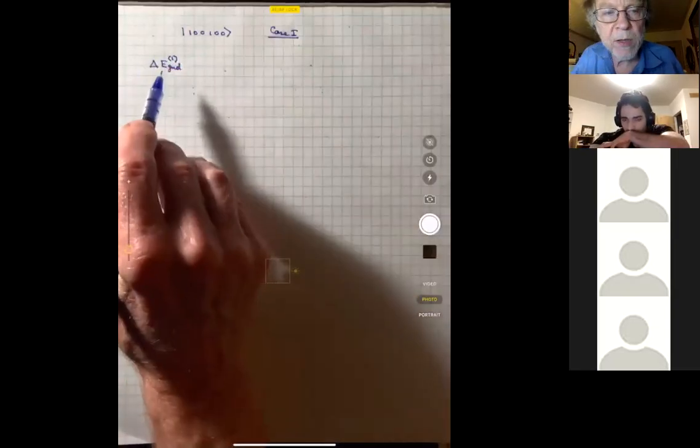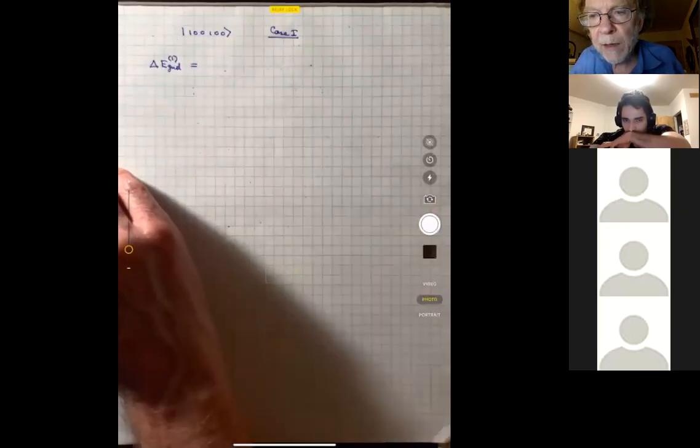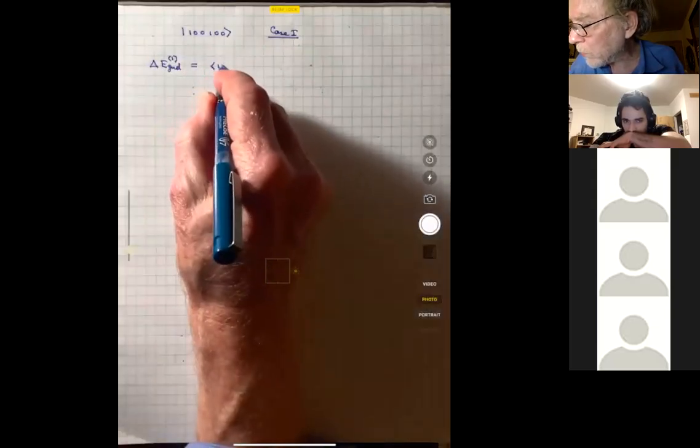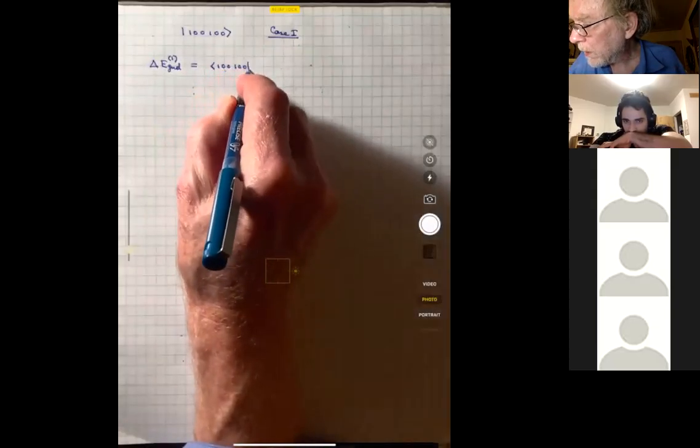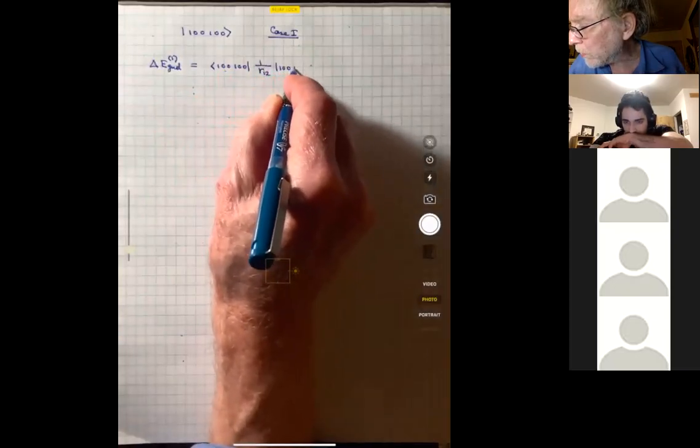Therefore, the energy shift in the ground state in first order perturbation theory, which I'll write like this with the parentheses indicating the order of perturbation theory, is just the expectation value of the perturbing Hamiltonian with respect to the unperturbed eigenstate. So it's 1, 0, 0, 1, 0, 0, sandwiched on the perturbation, which is 1 over R12, 1, 0, 0, 1, 0, 0, like so.